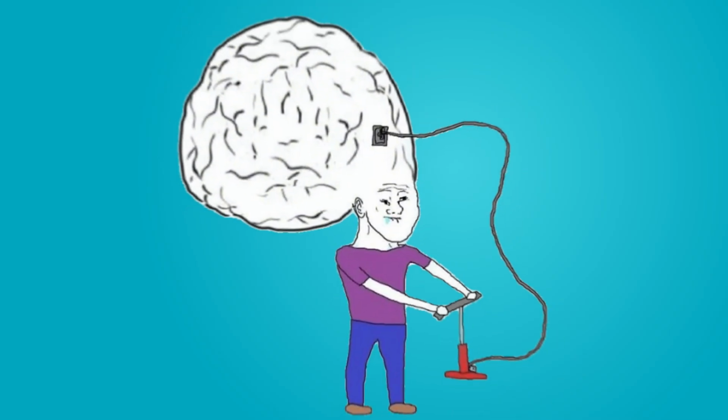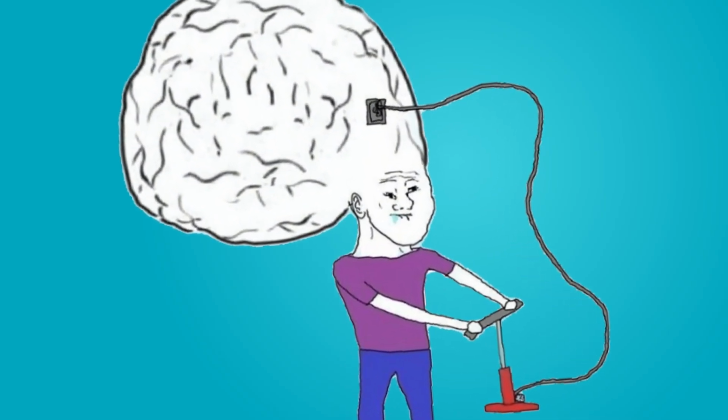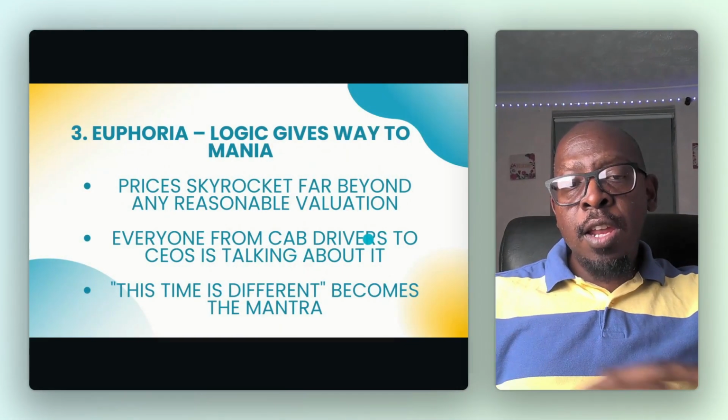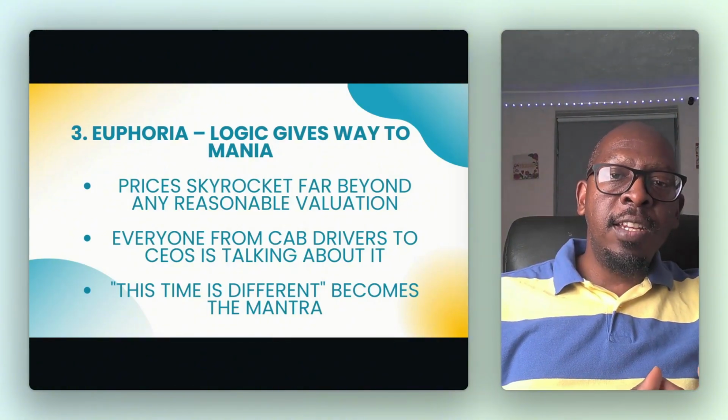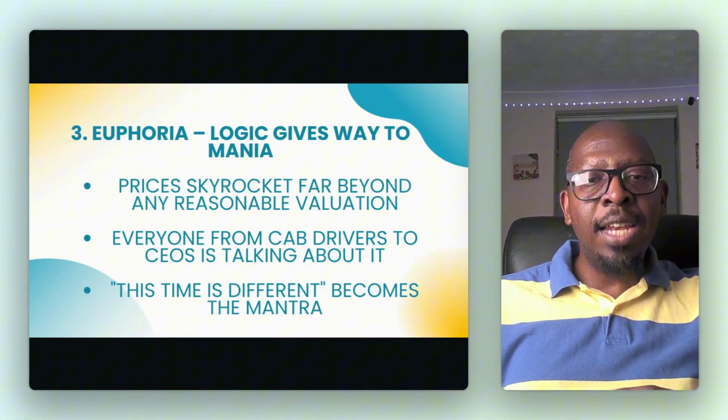And what then happens is that the boom begins to feel rational until it's not. Momentum replaces analysis as the primary driver of price, and from then on you just have ridiculous valuations in the market. The third thing is euphoria kicks in, logic gives way to mania.